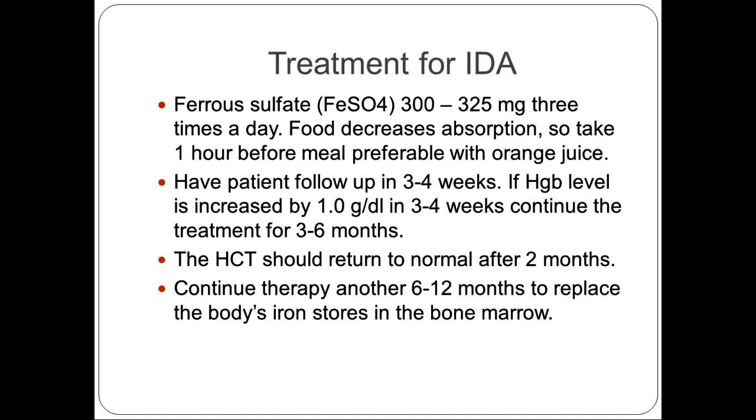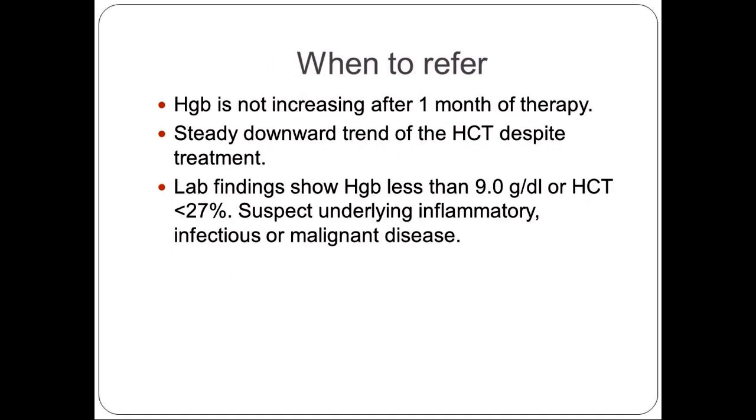So the question a lot of students have is, when do we refer them to somebody else? You can refer them when the hemoglobin is not increasing after 1 month of therapy. And I usually recommend that you refer them first to a physician, and they can do any other workups that they think they need to do. If you notice that there's a steady downward trend of the hematocrit despite the treatments that you're giving them, and then the lab finding shows that the hemoglobin is less than 9.0 or the hematocrit is less than 27, then you're going to start suspecting underlying inflammatory, infectious, or malignant diseases.